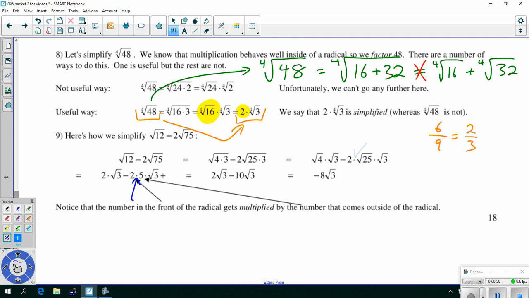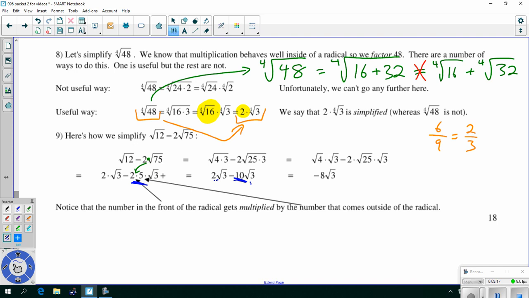All too often I'll have students that invent a plus sign where there wasn't one. This is not 2 plus root 75, so it is not 2 plus 5 root 3. There's an invisible multiplication dot right there. Let's make it visible when we pull that 5 outside. Okay, then we actually do the 2 times 5 and get 10. So 2 radical 3 minus 10 radical 3.